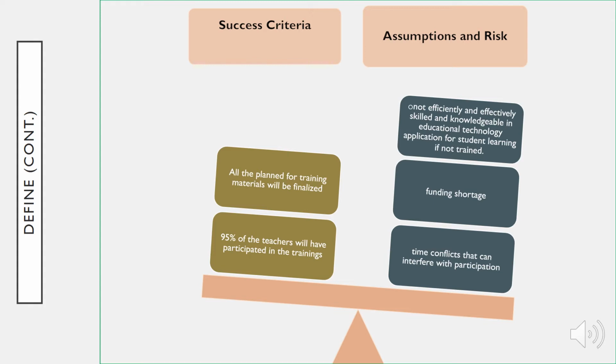There are also some assumptions and risks for this project. For example, it could be a funding shortage that leads to a last-minute decision to remove professional development from the strategic plan of the school. It tends to have time conflict with teachers' prioritized tasks such as their holiday and summer teaching. And the biggest risk, if the trainers are not trained, we continue to have teachers who are not effectively skilled and knowledgeable in educational technology practice.